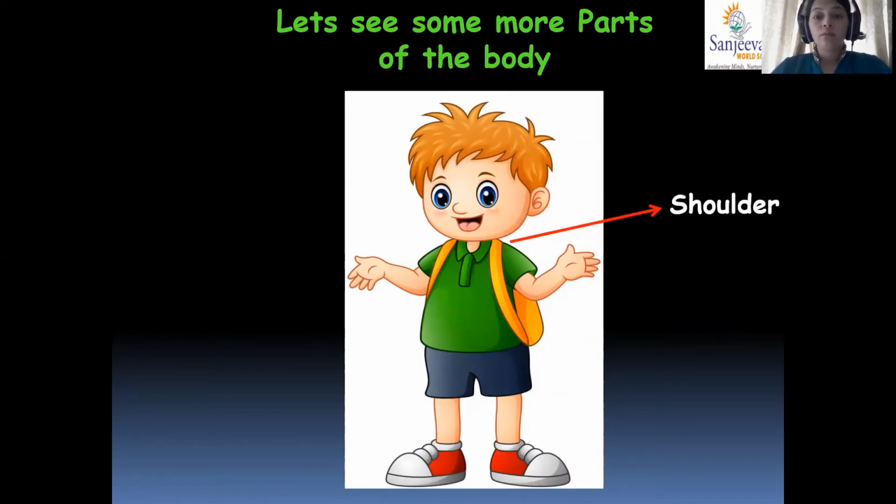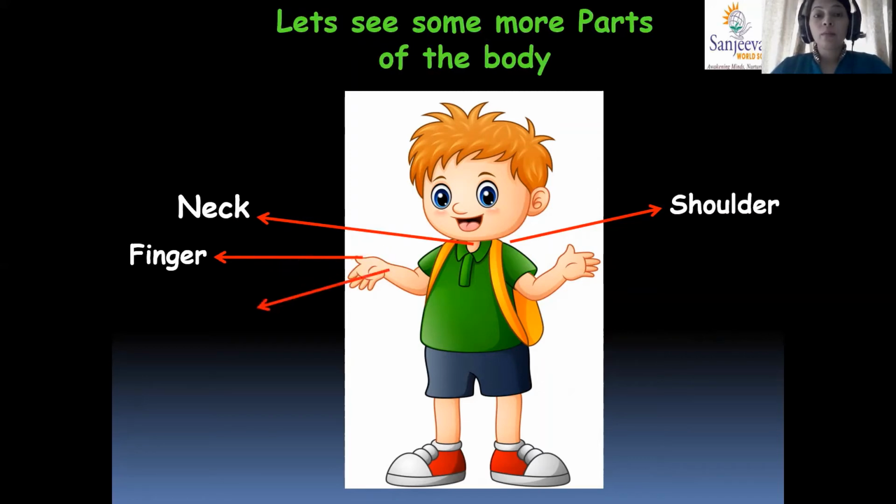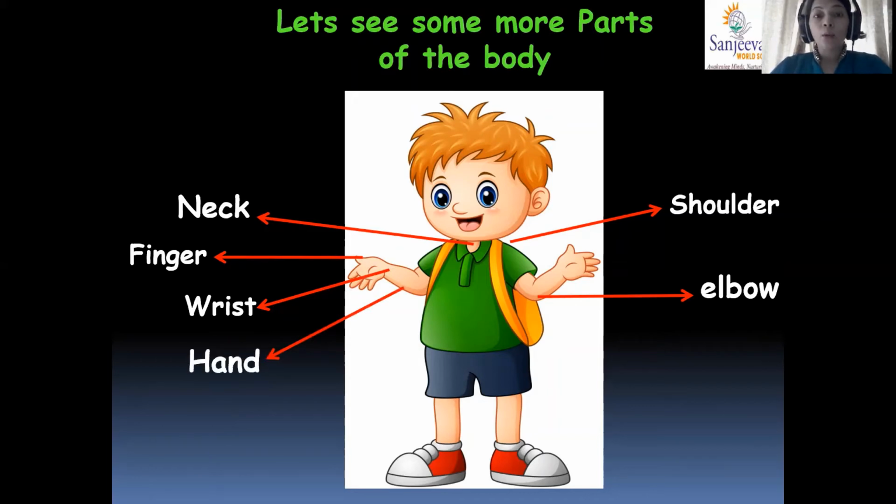Shoulder. Our head is supported by the neck, and this part is known as neck. Then finger. We have 10 fingers, 5 fingers in one hand and 5 fingers in the other hand. Wrist. This part of the body is known as wrist. Elbow. Then hand. We have two hands.